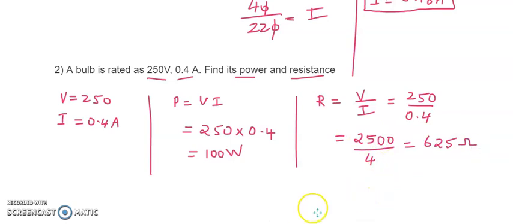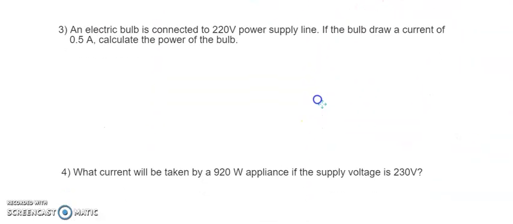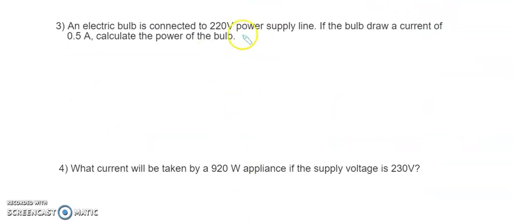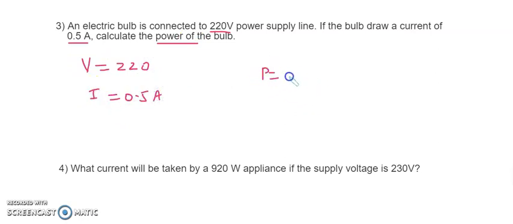Clear? Next. An electric bulb is connected to a voltage of 220 and a current is 0.5. I have to find the power. So it's again easy. V is given as 220, I is given as 0.5. So P is equal to VI, which I'm leaving for you to finish off. No other extra information has to be found, right? Directly power. No change in the units also. So just multiply these two, you'll get your answer, right?